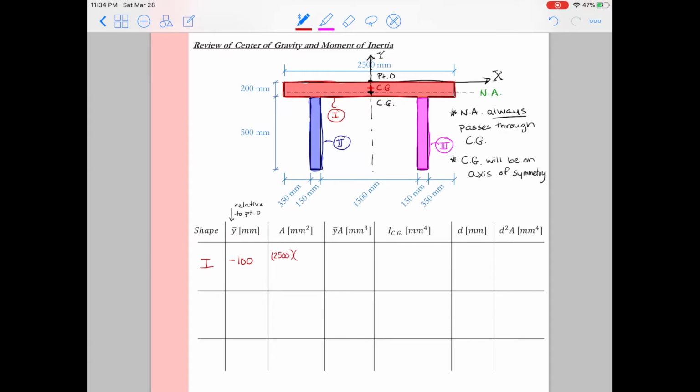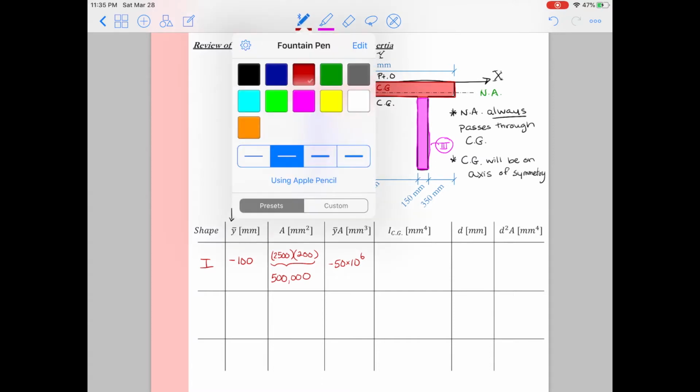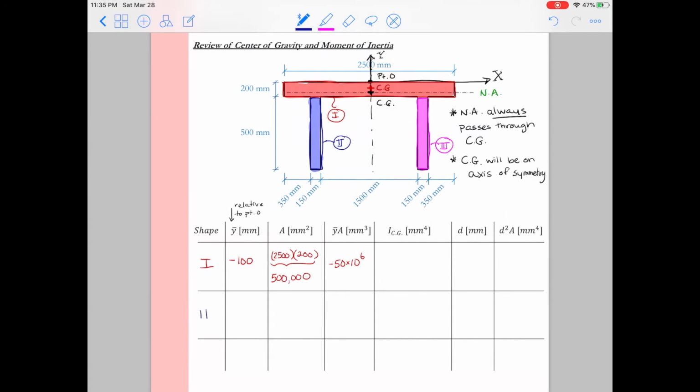Next, I need to take the area of the area in red. That area will be 2,500 millimeters, which is the width, times the height, which is 200 millimeters. And so this is going to give me something in millimeters squared, and it's a large number, 500,000 millimeters squared. The last part to solving the center of gravity is just multiplying y bar times a. So I'm going to take column 2 times column 3, and I'm going to get an answer. In this case, it's going to give me negative 50 times 10 to the 6 millimeters cubed.